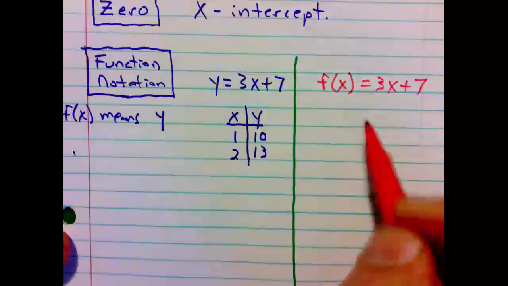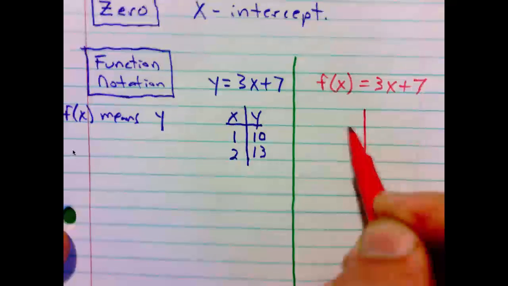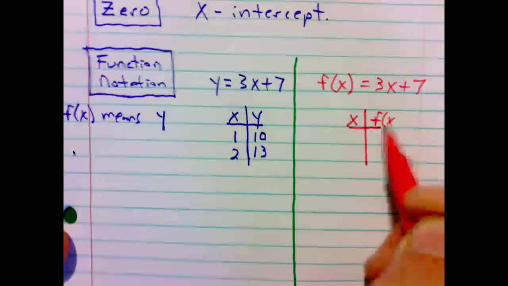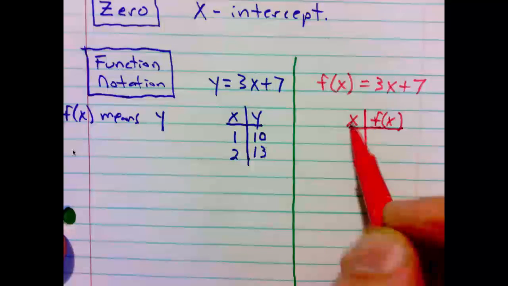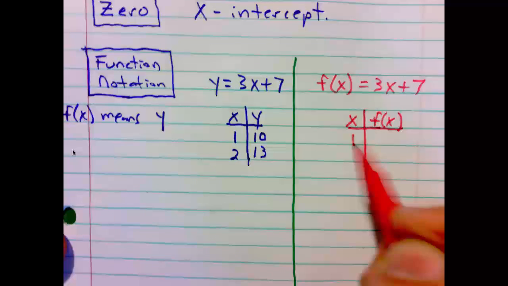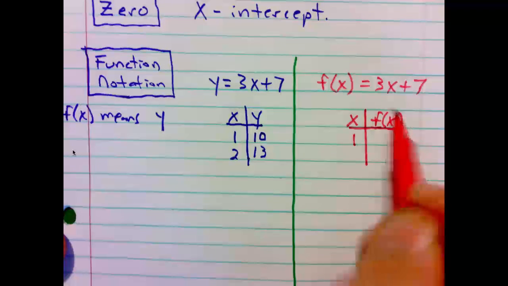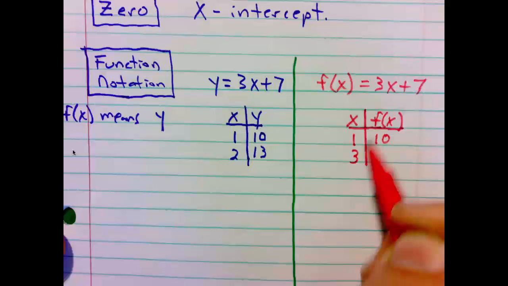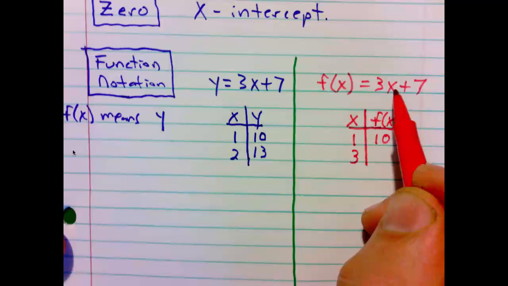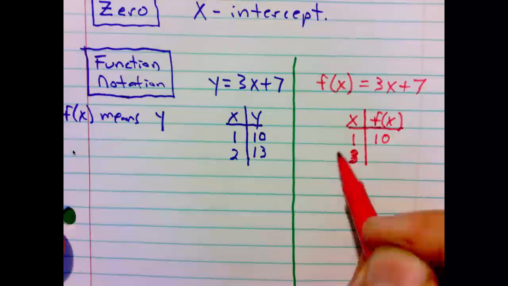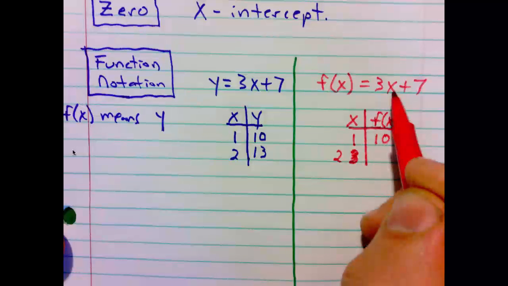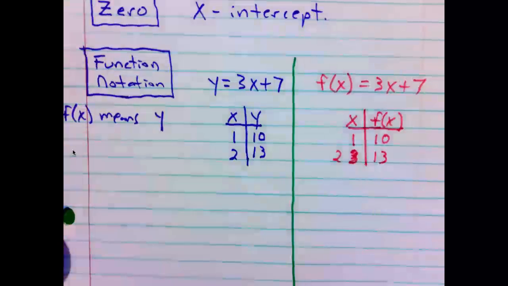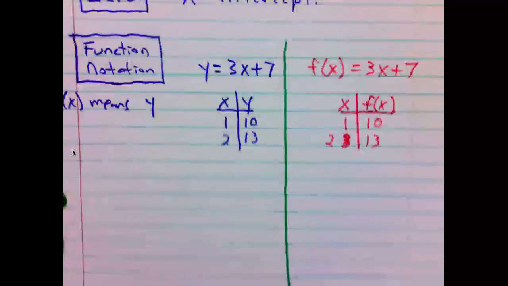Likewise, using our function notation, the same relationship exists. The input is x, the output is f of x. When x becomes 1, f of x, that is y, the function value is 10. When x becomes 2, substituting it in, 3 times 2 is 6, plus 7 is 13. We see we have the same pairings. Nothing has changed there.